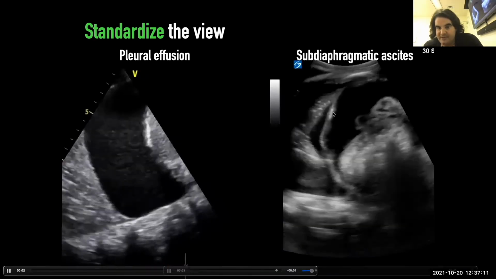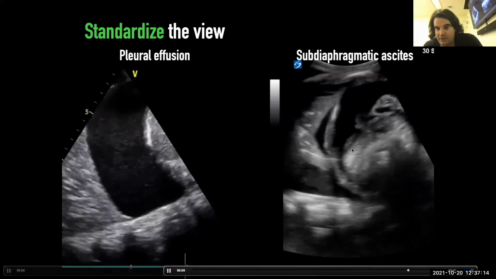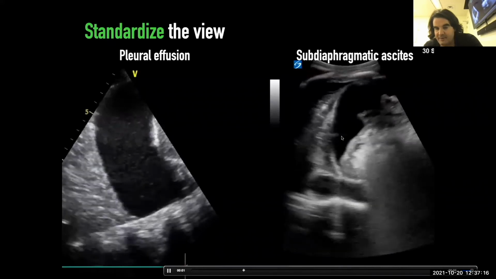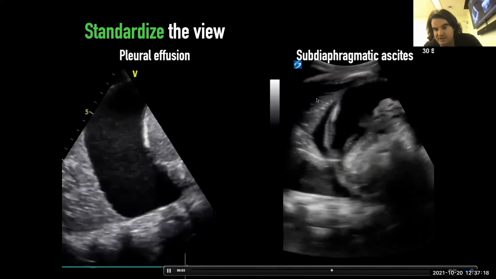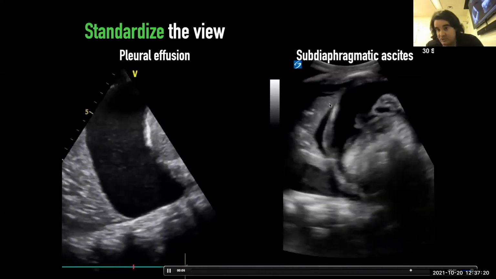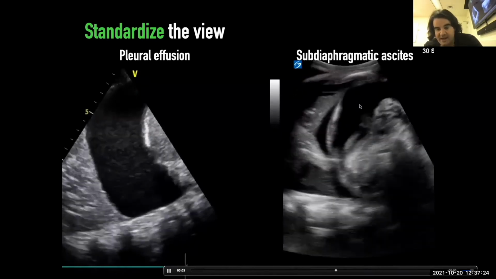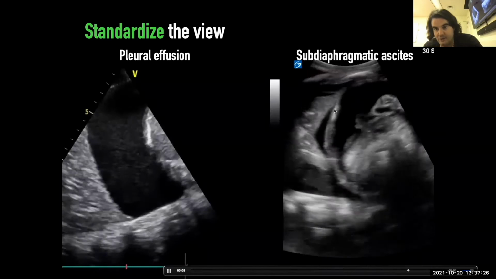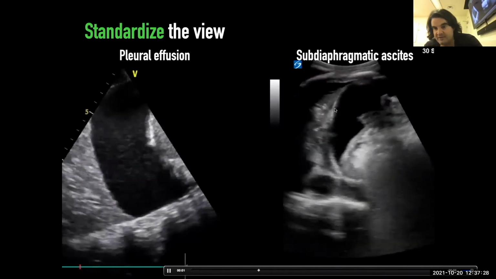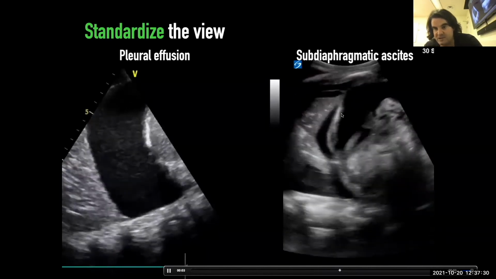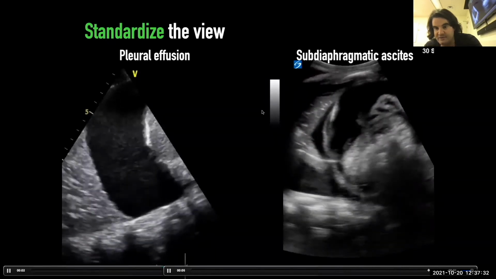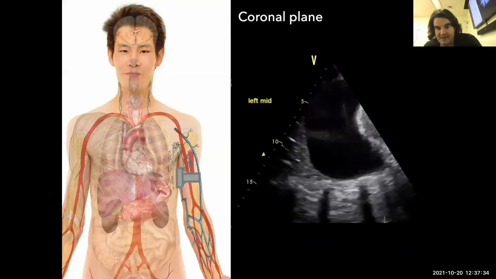Another example is subdiaphragmatic ascites. So we've got to be careful with looking at the diaphragm, because of course you can have fluid above and below the diaphragm. So I triple check to make sure I know exactly where I am. And if I can't see the diaphragm, I can't make it out reliably, then I would invariably progress to CT if I think that the patient depends on a definitive diagnosis.